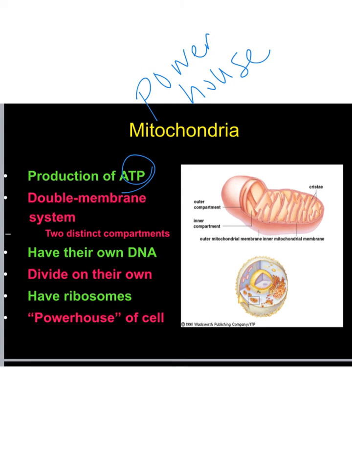This is also, just like the nucleus, a double membrane system. So there are two lipid bilayers that surround the mitochondria. There is an outer membrane out here, and then there is an inner membrane in here. We're going to talk way more about this membrane system when we get to cellular respiration.